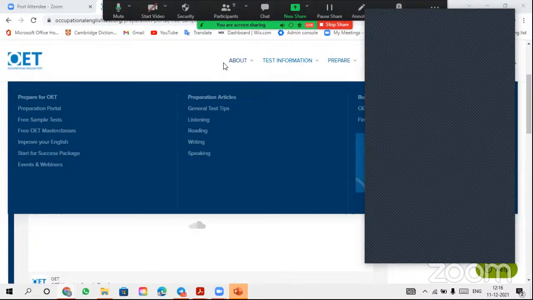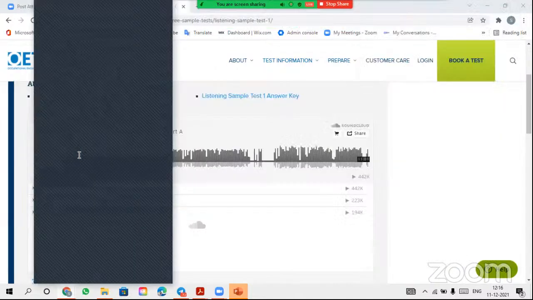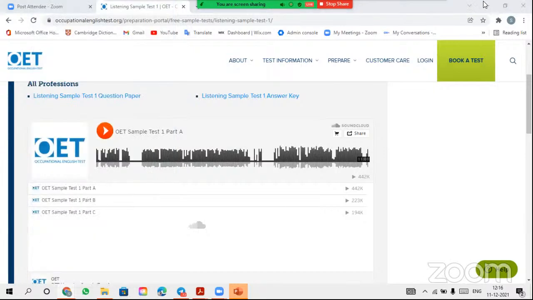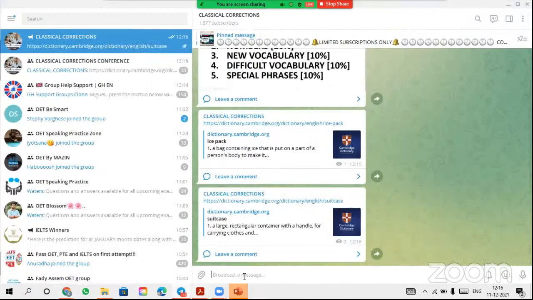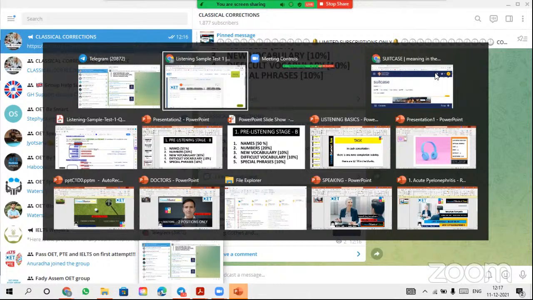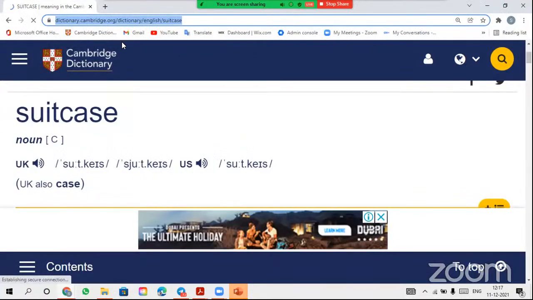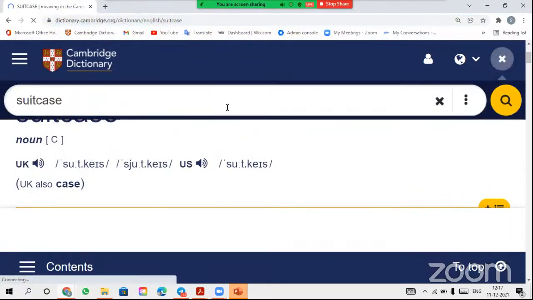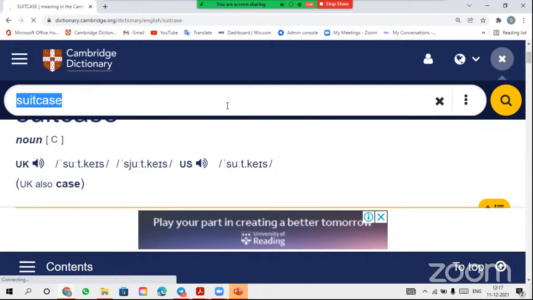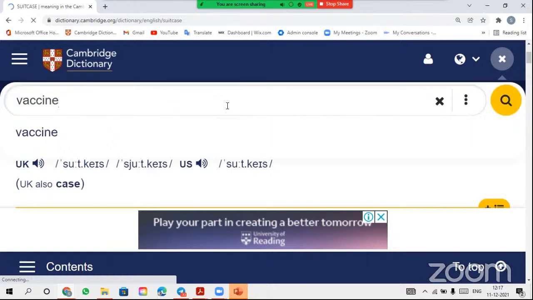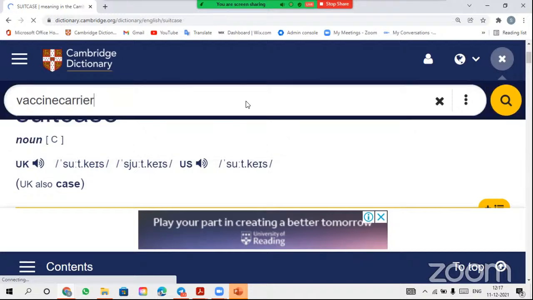Yes, Reena. Suitcase is one word. You have to write it like this: a suitcase, one word. Vaccine carrier. Is it a hyphenated word? Check it out. Hyphenated, or one word, or two words? Check it out. I don't know whether it is there in the Cambridge Dictionary or not. Let us see that. If it is there, it is good. If it is not there, vaccine carrier.